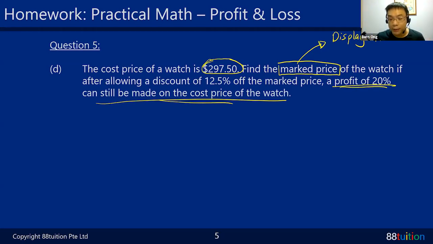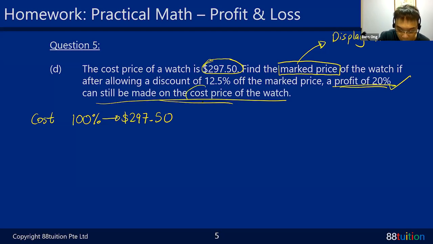So the profit, you want to earn a profit of 20%. Okay. The cost is $297.50. This 100% is the cost price. Cost 100% represents $297.50. I want to earn a profit of 20%. I don't care. I want to earn 20% on my cost price. Can you see or not?